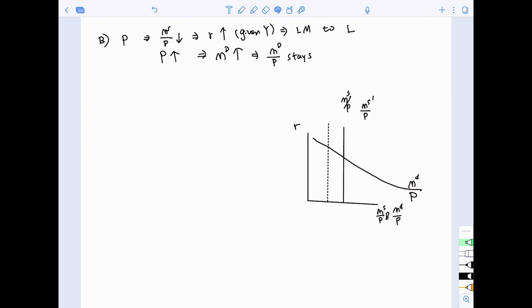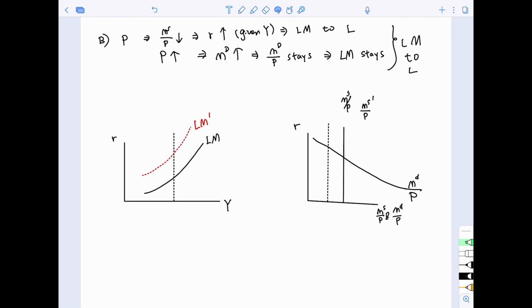However, from the demand side of the story, given that the real money demand curve remains the same, the LM curve stays. Therefore, combining these two effects, we know that the LM curve needs to shift to the left.